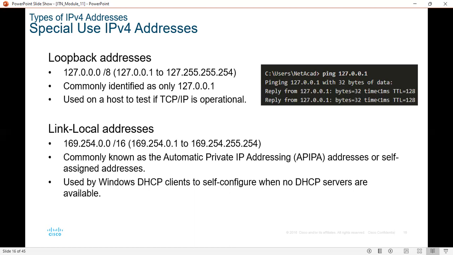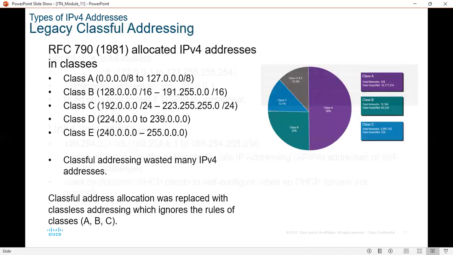Then also we have link local addresses, which are used in DHCP. Later on, we'll talk about what DHCP is. Basically, you can decide to take note of this: when we are talking about IP addressing, it may be classful addressing or classless addressing, which we will explain later.